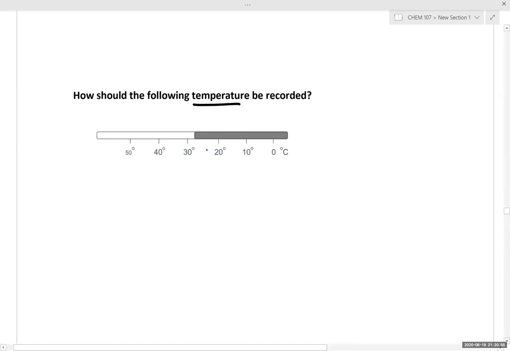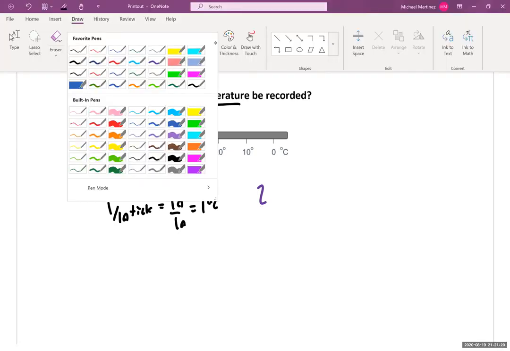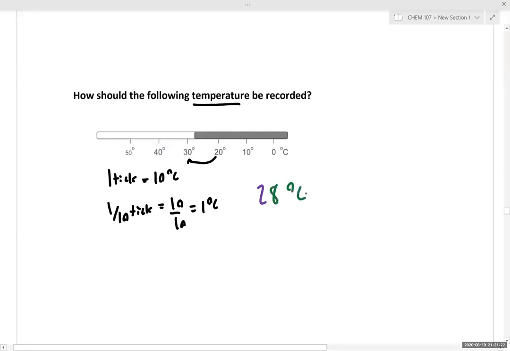So first and foremost, we need to figure out the value of a tick. So from 20 to 30, a tick is equal to 10 degrees Celsius. So then a tenth of a tick is equal to 10 over 10, or 1 degree Celsius. We can report our certain digit. We know we're somewhere between 20 and 30 with our certain digit being 2. And then we can write one estimated digit. So this could be 28 degrees Celsius or 27. Both are fine. Yep, exactly right. This measurement also has 2 sig figs.